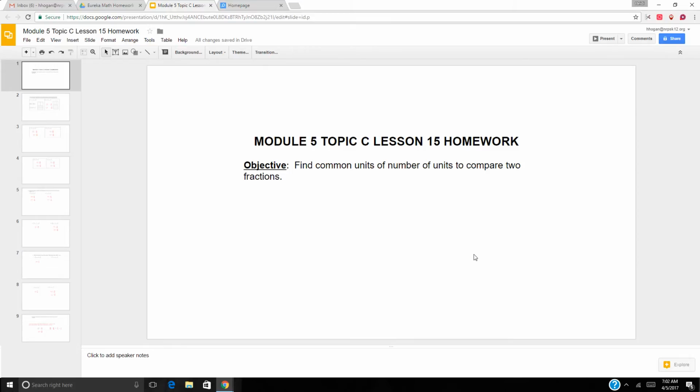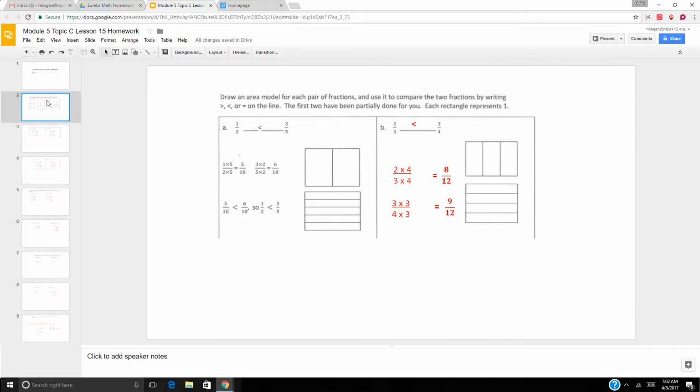For this, we're going to find common units or number of units, which means numerators or denominators, to compare two fractions. And we know that we use multiplication for that. It asks you to draw an area model, but we decided not to do that because that's very cumbersome. It is a visual representation, but we have done that quite a lot, and we don't want you to spend your time doing that. We want you to understand that you're trying to find a common denominator or common numerator.